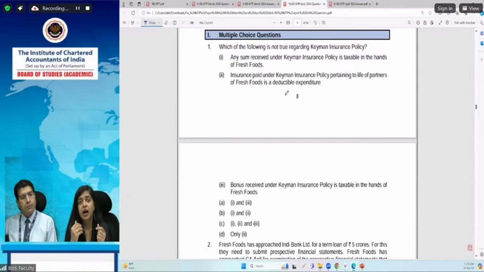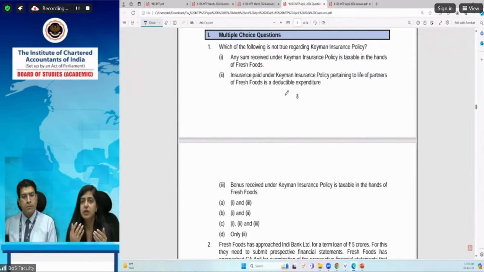After that, there was a ruling of the Punjab and Haryana High Court in Ramesh Steel, where the High Court decided that a Keyman insurance policy can be taken by a firm for its partners, because partners are very essential for the firm. If they are working partners, they are engaged in all the business related to the firm.